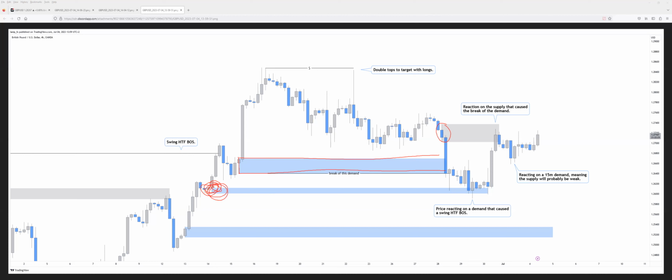So this demand that is highlighted here caused the break of structure on this line, which broke above a recent daily or weekly structural high point. So price was reacting on this demand right here, as you can see. It is rejected on several times, but couldn't break below it. It only went below, but there wasn't a break below this demand, so it rejected on it.